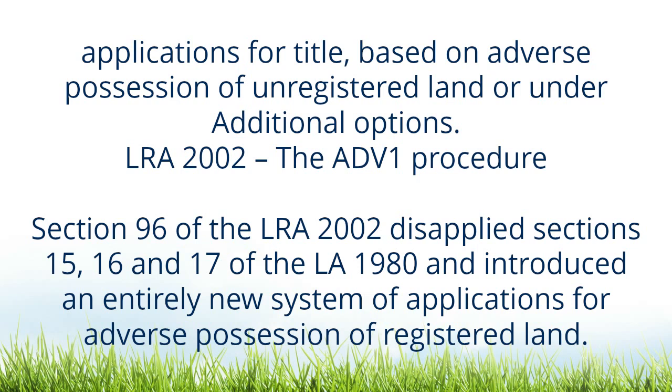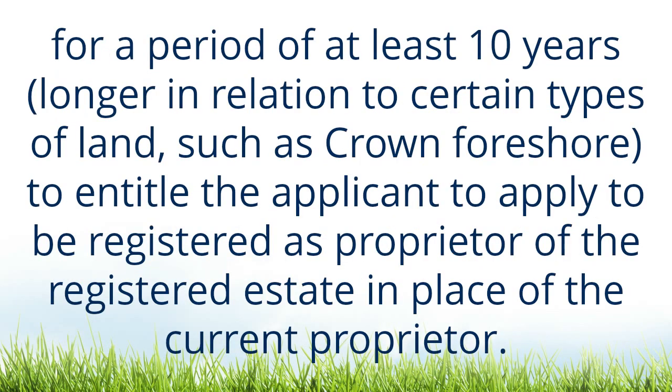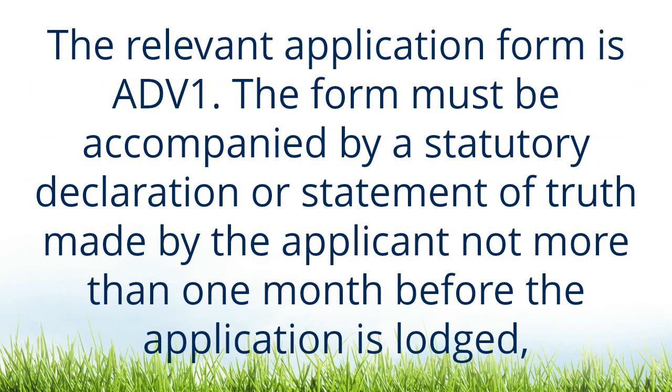So Section 96 of the LRA 2002 disapplied sections 15, 16 and 17 of the Limitation Act 1980 and introduced an entirely new system of applications for adverse possession of registered land. The new system required the acts of factual possession and intention to possess of adverse possession, still explained by reference to case law, to have been carried out for a period of at least 10 years, longer in relation to certain types of land, such as Crown foreshore, to entitle the applicant to apply to be registered as proprietor of the registered estate in place of the current proprietor. The relevant application form is ADV1.